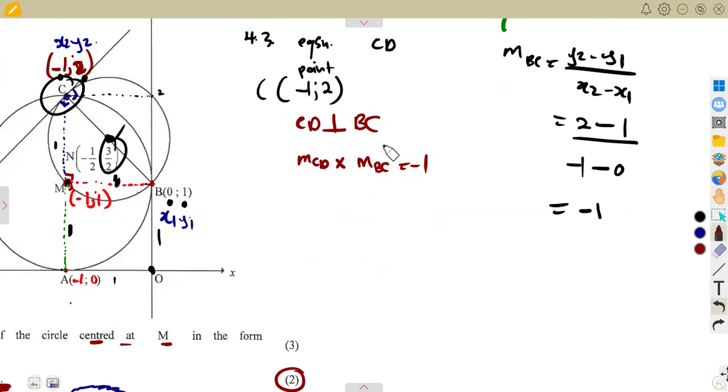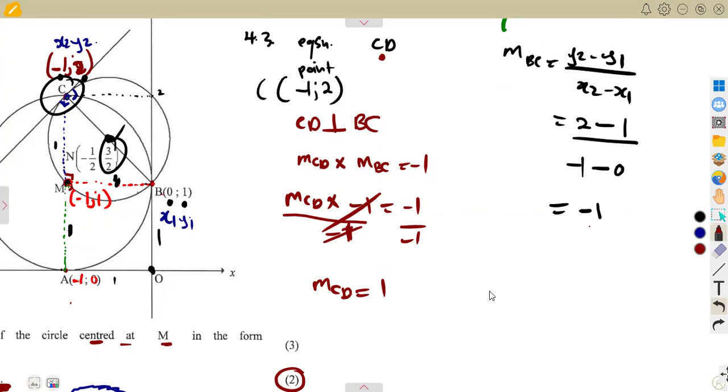So now let us go back here to the calculation of the gradient of CD, because we need the equation of CD. So we need its gradient. The gradient of CD times the gradient of BC that we calculated, which is -1, should give us a -1 according to this formula. So what is the gradient of CD? Just divide by -1 both sides. This was going to cancel. So the gradient of CD is equal to what? A +1.